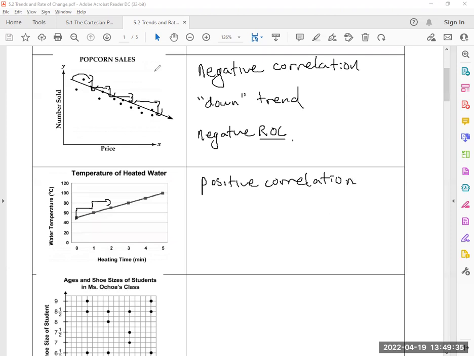Which brings me to a very interesting case for number 3. Age and shoe size of students in Miss Ochoa's class. I don't even know how to pronounce that. Okay. Age of student, shoe size. Do you see a relationship? There could be, if there was more data, who knows, right? But as far as I can see, there is no correlation.